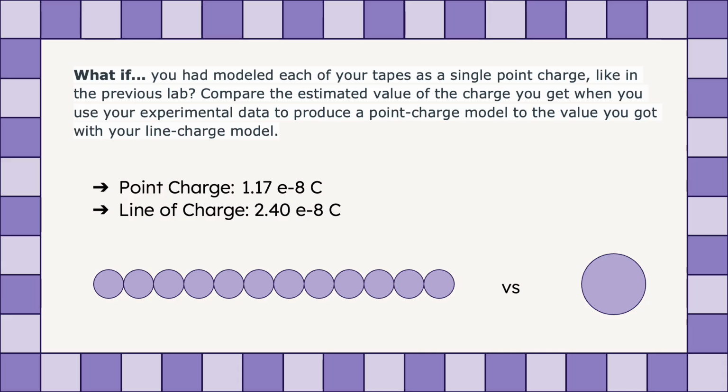What if we compared the Lab 1 and Lab 2 results? Well, in Lab 1, we found that for our point charge, each tape had 1.17 E-8 coulombs, whereas the line of charge model showed 2.4 E-8 coulombs. But which is more accurate?